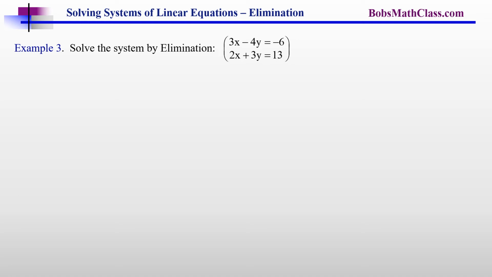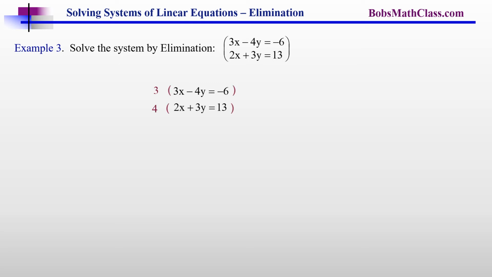Okay, this one, we're going to have to multiply both rows. We could either get rid of the x or the y. The LCD for the x is 6. The LCM for the y is 12. 6 is a little bit smaller. However, the y's already have different signs. One's positive and one's negative, so that might be something to consider. All right, I think we should get rid of the y's.